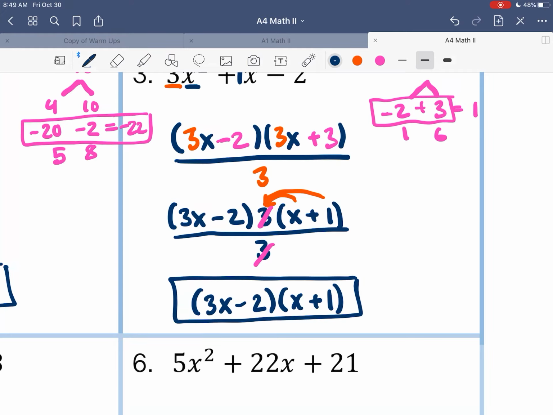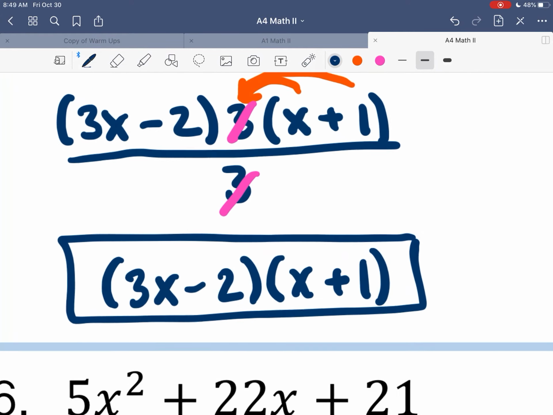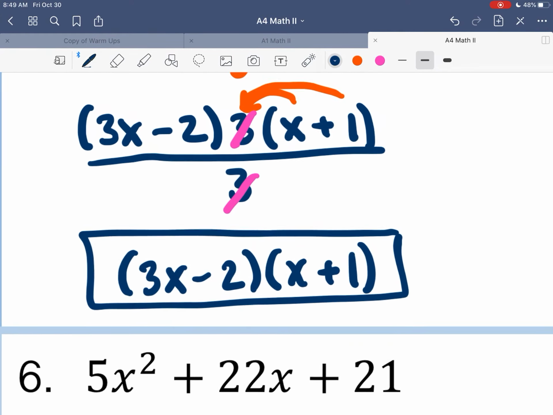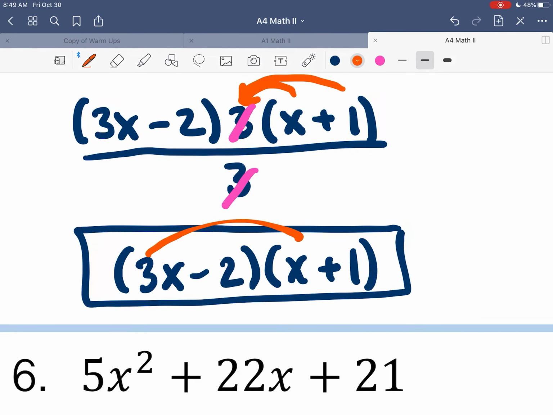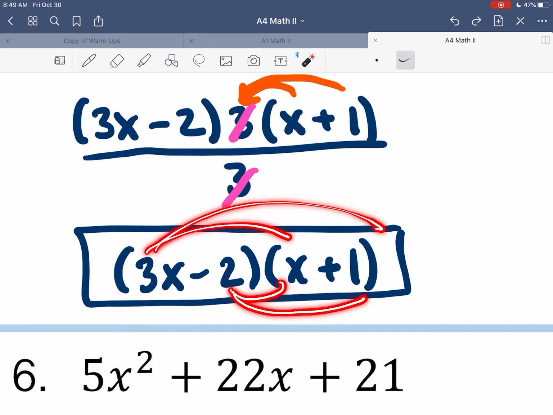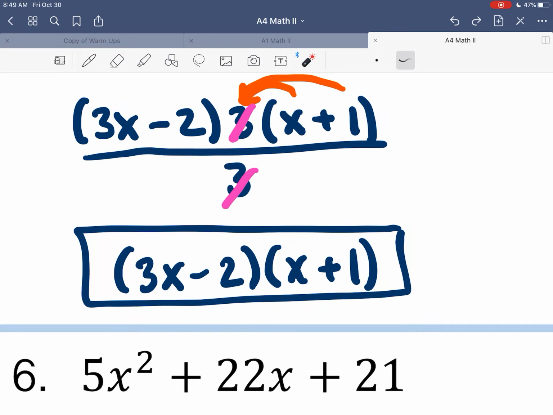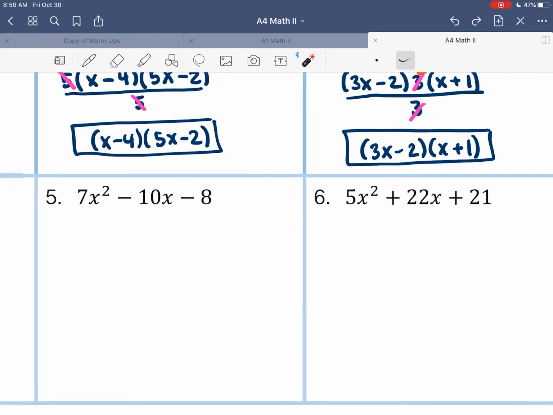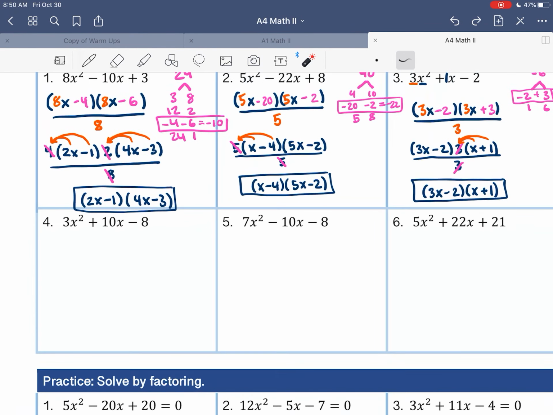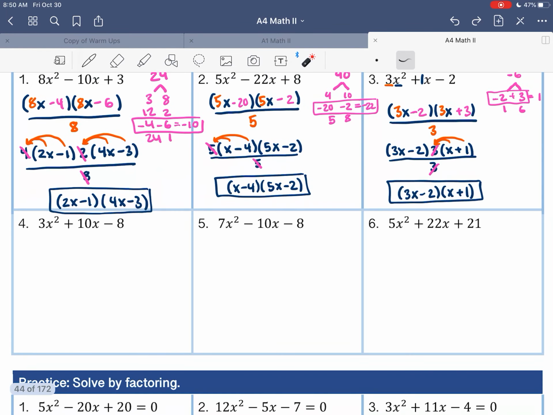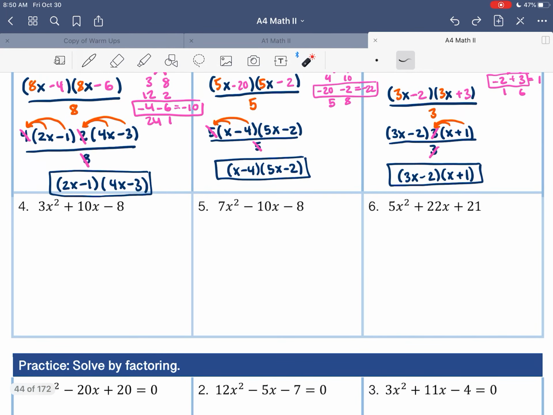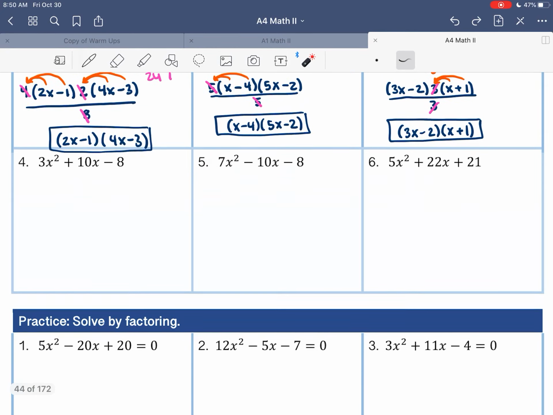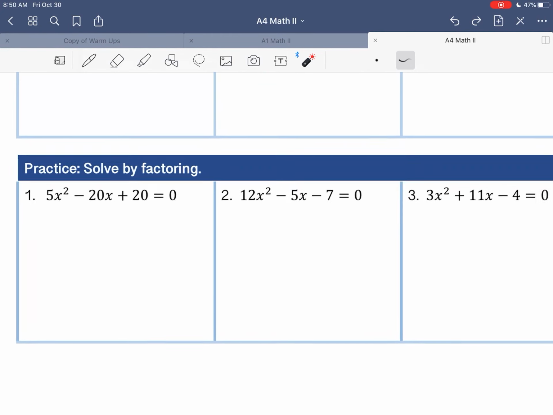On any of these, if you're feeling unsure about your answer, you're always allowed to re-multiply these, like redistribute. Let's do that with this. And you should get back where you started if you did it right. So if you're feeling unsure, that's always a good way to check. So I'm going to leave these 3. If you need these examples, they are down below in the notes. Feel free to email me if you have any questions about those.